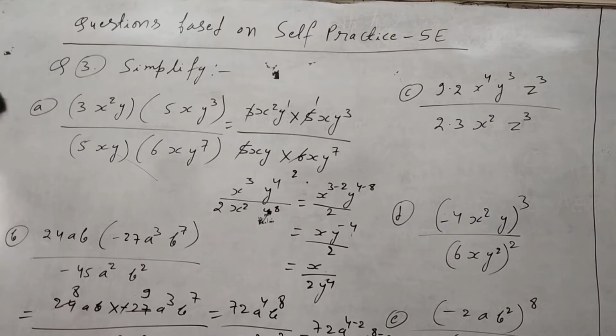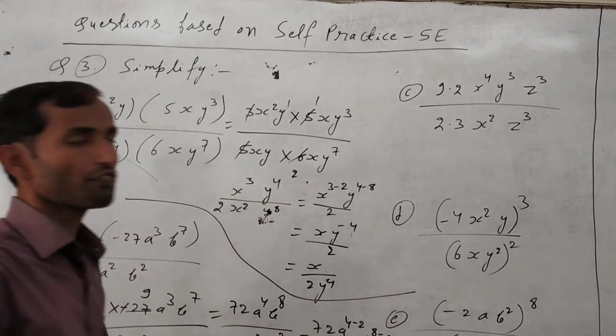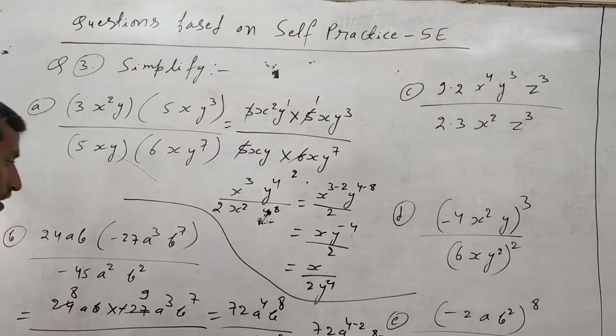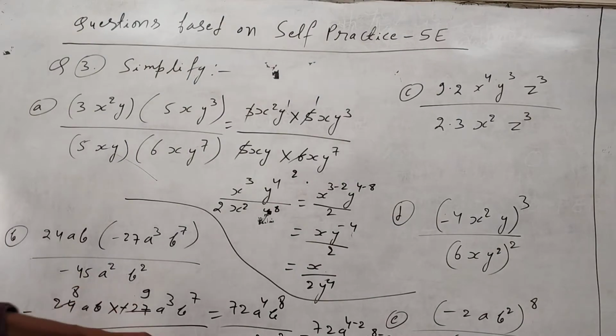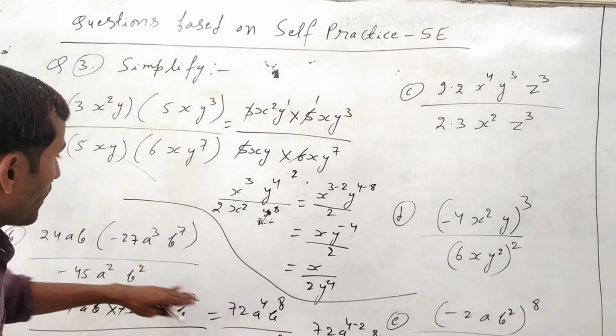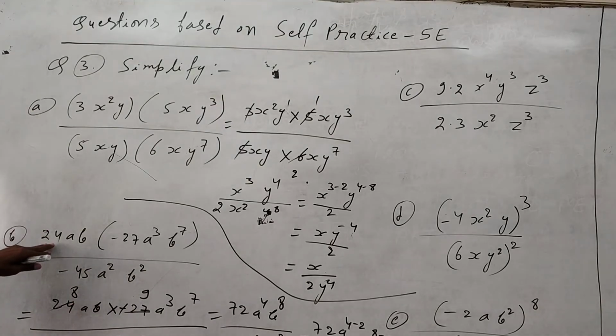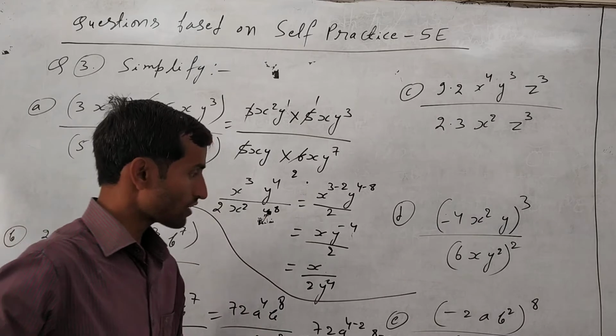Okay, next one. We solve like this. If any algebraic expression is given like this in division, we subtract the powers, and whatever numbers are there, we cancel out the constants. Whatever remains is the answer.